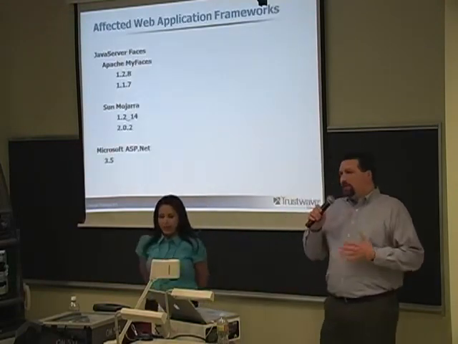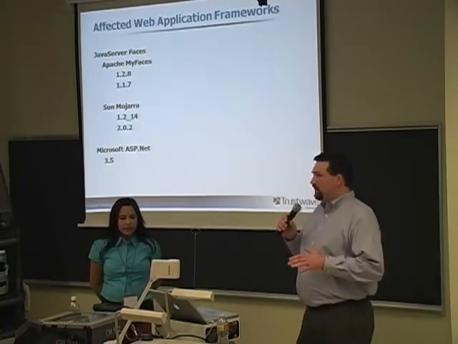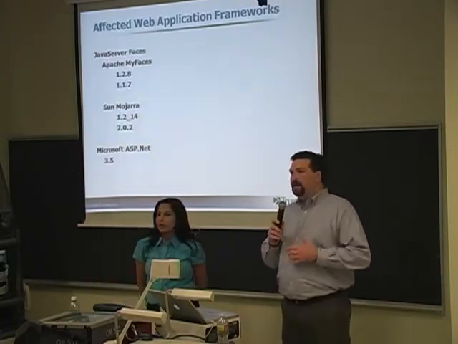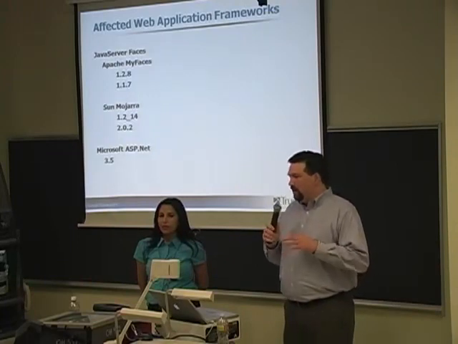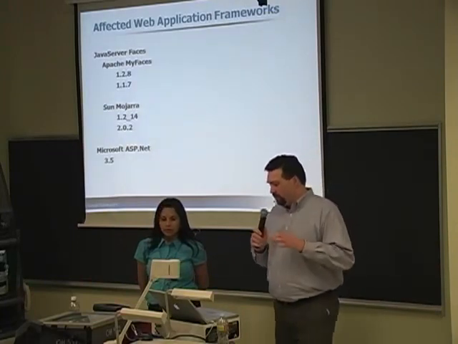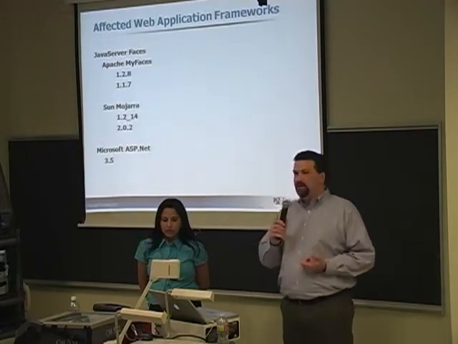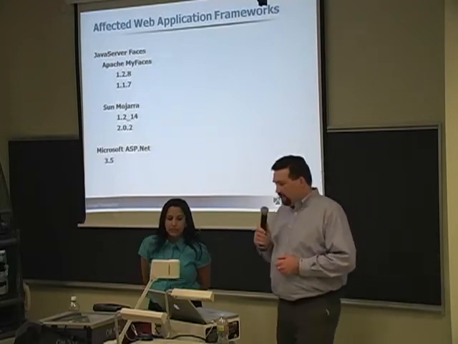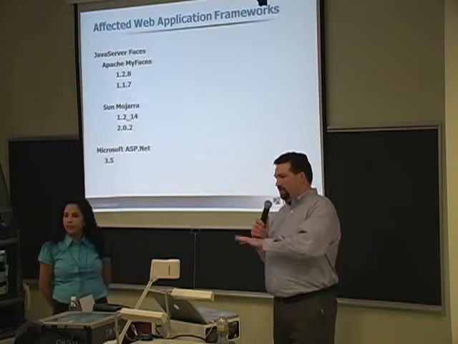So there are 3 frameworks that are affected by this. 2 of them are implementations of the Java Server Faces standard. It's a standard that was formalized by Sun, but they didn't actually implement it as a direct part of Java. There are 2 main implementations. One of them is Apache MyFaces, where we made the original discovery of the vulnerability. And then the second one is Sun Mojarra, which is an implementation of the same standard.